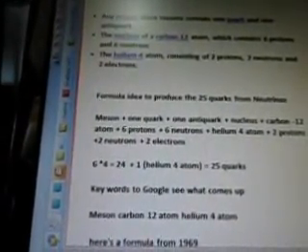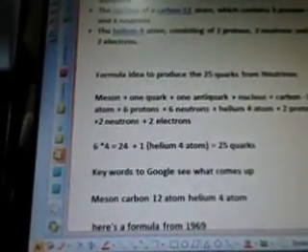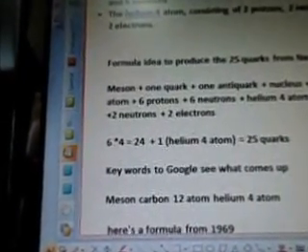Okay. So anyways, the formula idea to produce the 25 quarks from neutrinos is meson plus 1 quark plus 1 antiquark plus nucleus plus carbon-12 atom, 6 protons plus 6 neutrons plus helium-4 atom plus 2 protons plus 2 neutrons plus 2 electrons. So with 6 times 4 equals 24 plus 1.